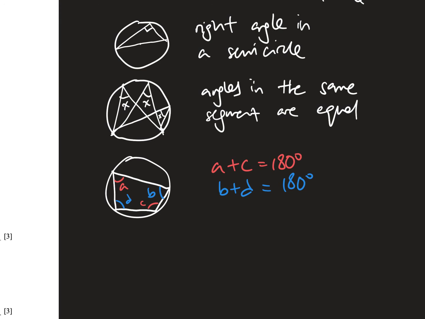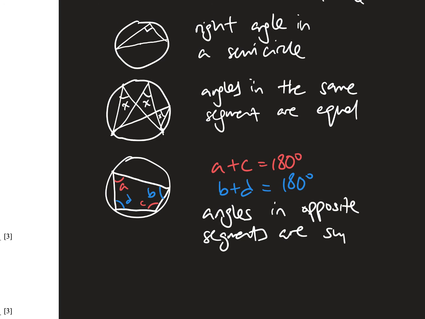And so the reason that you can give, or the property you can give, is that angles in opposite segments are supplementary. And supplementary, think of this as sum to 180. That means if you add them together, it gives you 180.